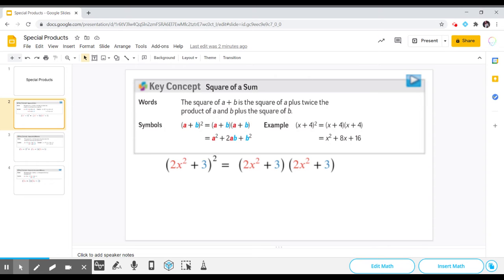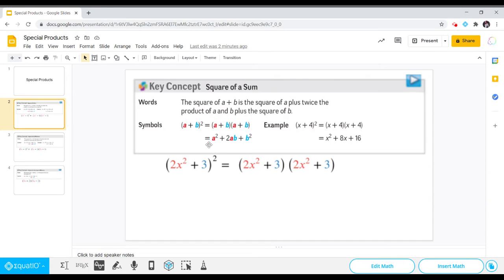So our first example of a special product is the square of a sum. And the square of a sum is basically saying if we have any polynomial multiplication where we have an a plus b and we're squaring it, we can simplify that to a squared plus 2 times a times b plus b squared. Now there is an example over here, but I wanted to show you a live example that also uses the same color coding technique that your book uses.